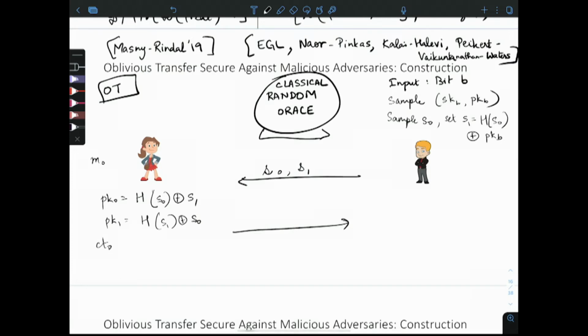So Alice had inputs, remember, M0 and M1. She encrypts both her messages using each of these public keys, and sends the resulting ciphertexts over to Bob. Now in this case, Bob sampled S0 and S1 in such a way that he knows SK sub B.